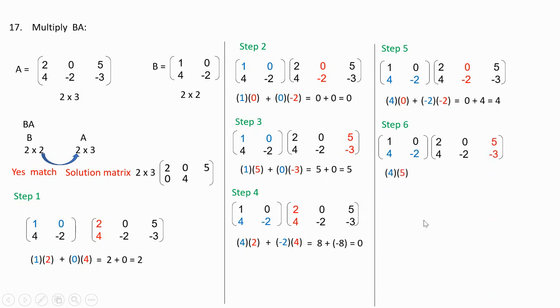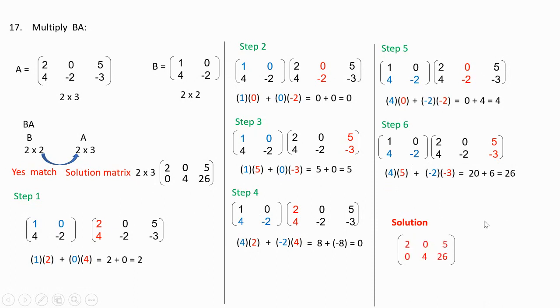So 4 times 5 plus negative 2 times negative 3 will give us 20, plus 6 will give us 26. So that's the answer for the element on the location of second row, third column. So that's my solution then. That's my matrix.